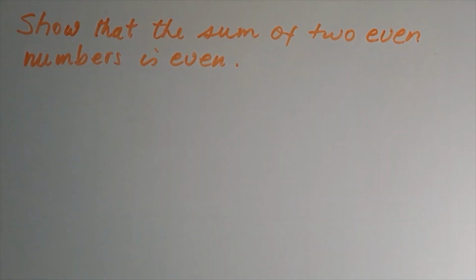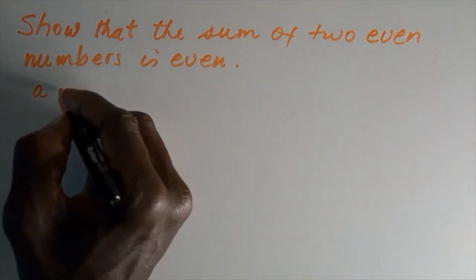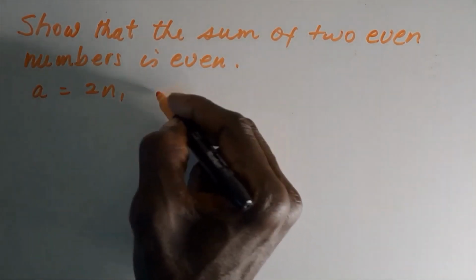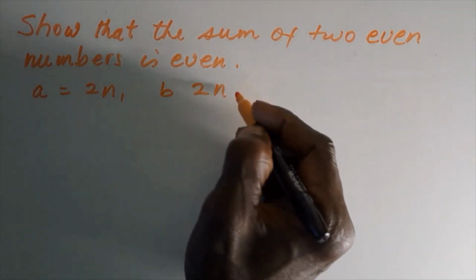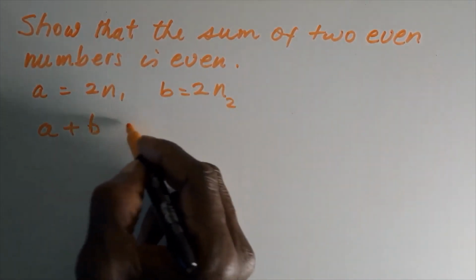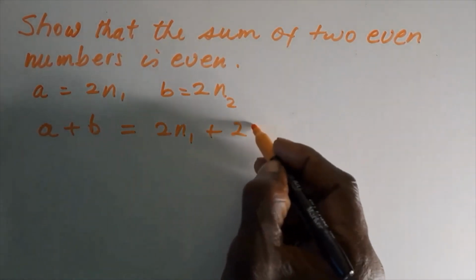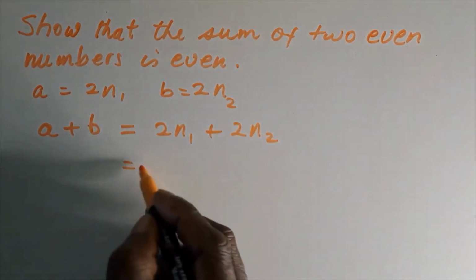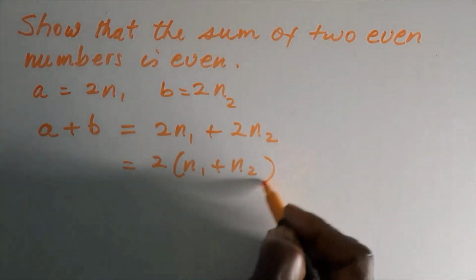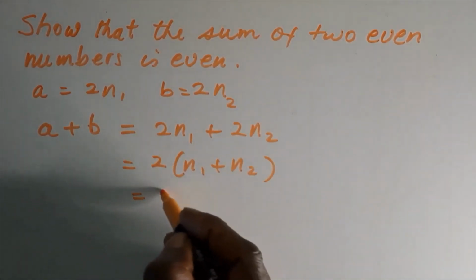Show that the sum of two even numbers is even. Let me call these numbers A, which is equal to 2n1, and B, which is 2n2. So if we add A to B, we have 2n1 add 2n2, which we can write as 2 into (n1 add n2). Now n1 add n2 is an integer, and we'll call it q.